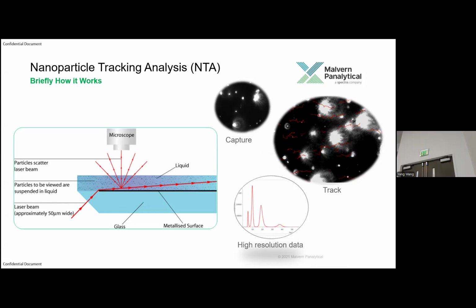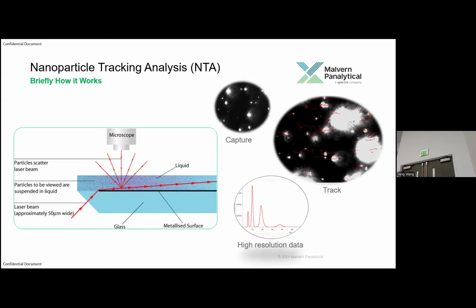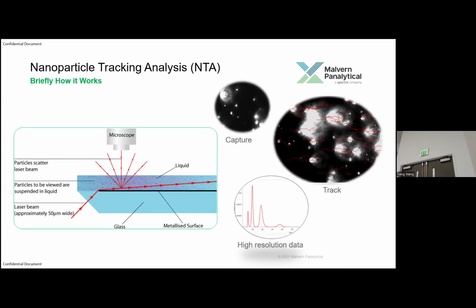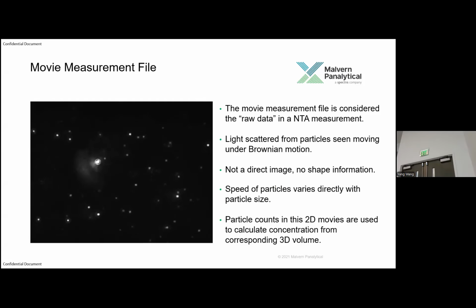So what you're going to do is capture videos of the light scattered off these particles moving around in Brownian motion. Then you're going to process those videos, where we're going to actually note the Brownian motion tracks on a particle by particle basis. We're looking at the mean square displacement of that particle on a frame by frame basis. And then you get your high resolution data in terms of concentration versus size.